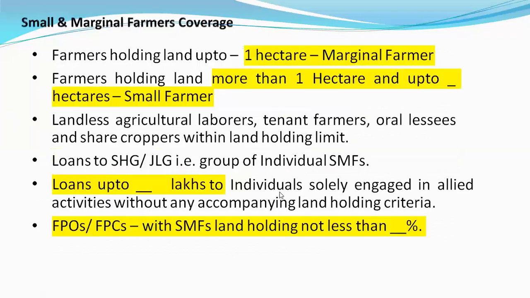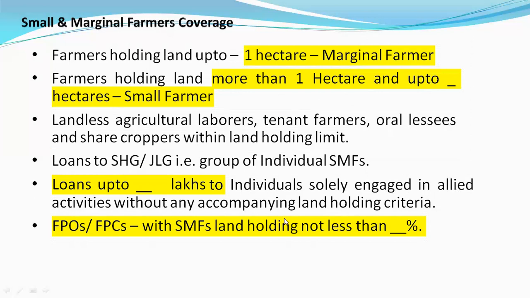Okay, let's see next. Next is related to small and marginal farmer. Okay, so farmer holding land up to 1 hectare. जो भी फ्रेंड्स फार्मर है जिसके पास 1 हेक्टेयर तक की लैंड है उसे हम कहेंगे मार्जिनल फार्मर. और नेक्स्ट इज स्मॉल फार्मर. तो आपको बताना है, so what will be the land holding of small farmer more than 1 hectare and up to dash hectare.